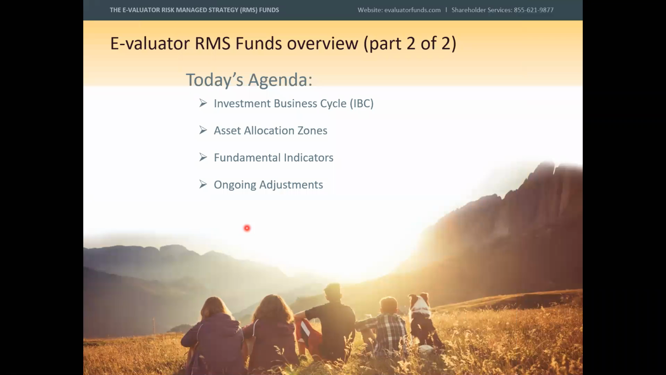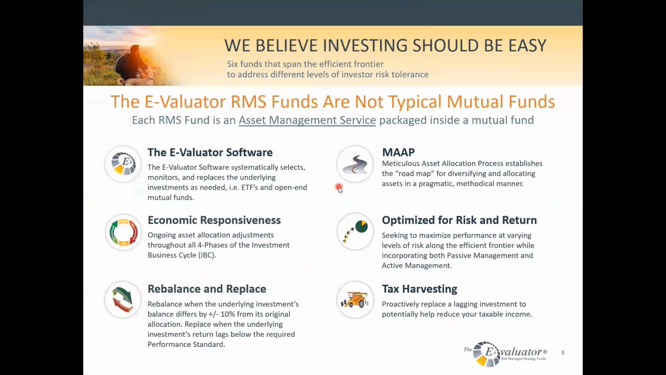Today, we're going to go through part two of a two-part series that gives some perspective as to what happens on a daily basis with the management of these funds. Today, we're going to talk about the investment business cycle, the asset allocation zones, fundamental indicators, and any ongoing adjustments.